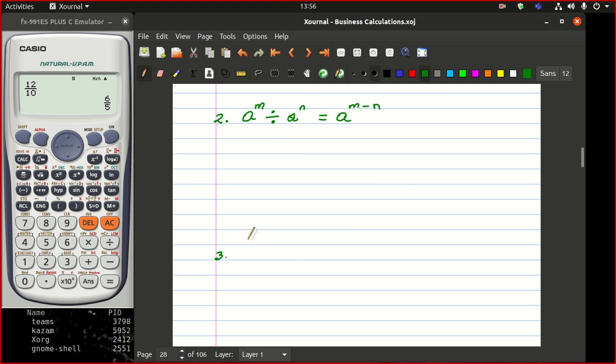And then the third one is saying, what if you wanted to take the power of a power? You have this one here. You can see that it is a power, because it has a base and an exponent.